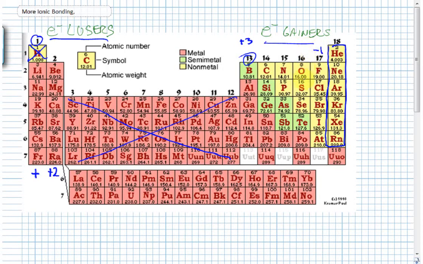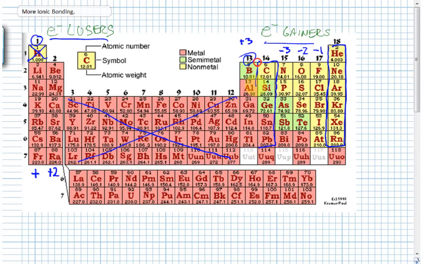Column 16 all have 6 valence electrons. Again, they are going to be looking to gain 2 electrons to become isoelectronic with noble gases. And therefore, they're always going to form -2 ions. Finally, column 15, they are 3 electrons away from being stable. Their shortest route to stability is gaining 3 electrons. Therefore, they will always have charges of -3. Notice that I excluded column 14.